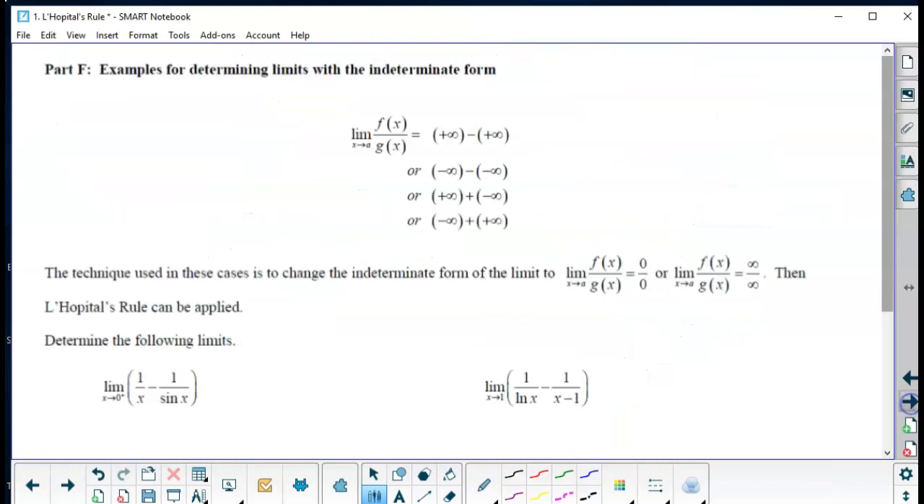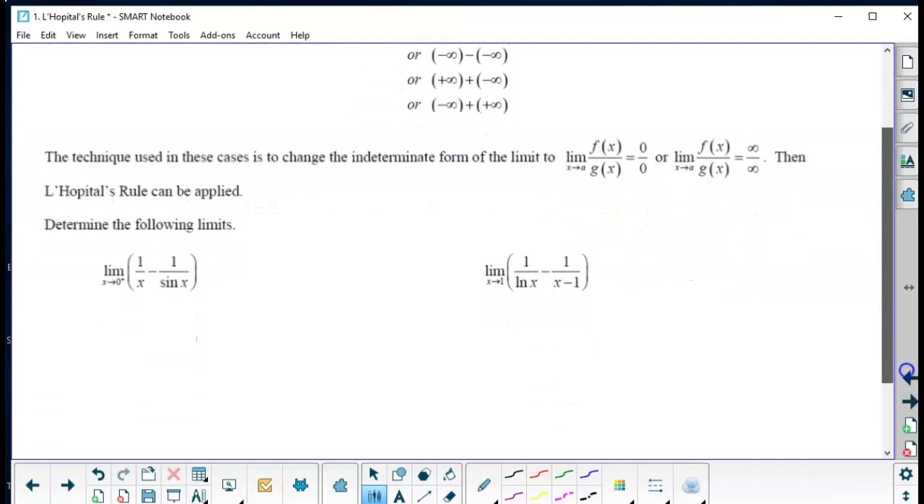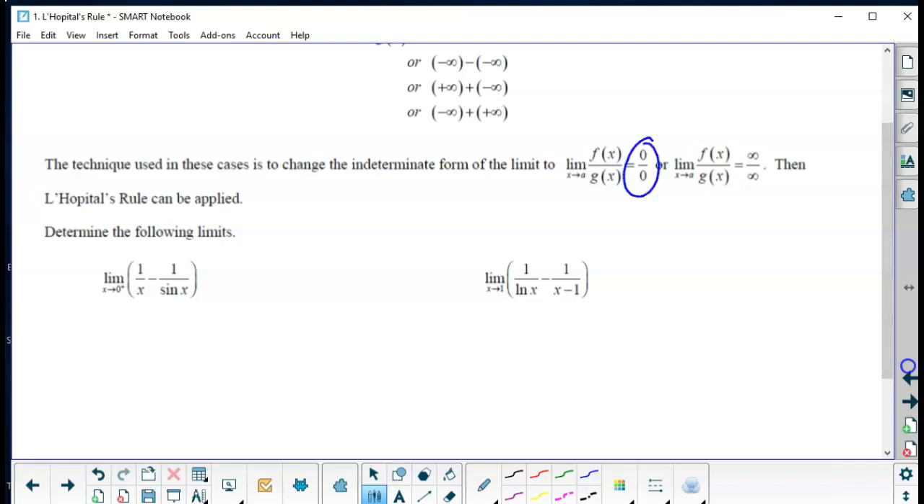Okay, and then last part, examples for determining limits with the indeterminate form where you're adding or subtracting infinity. Again, we want to try to show that as a ratio, so then we can use L'Hopital's rule. So we want to try to show it in those forms. Basically it usually means finding a common denominator.